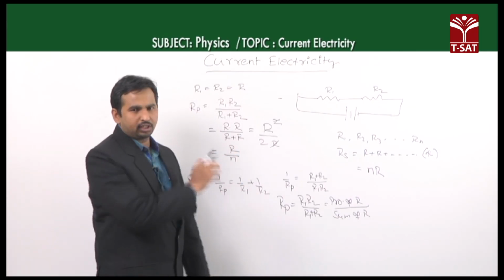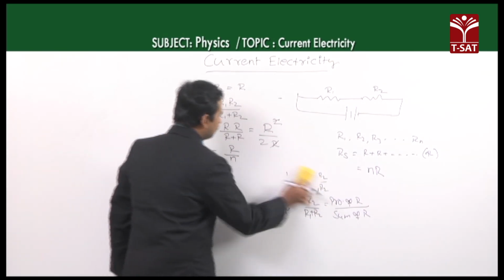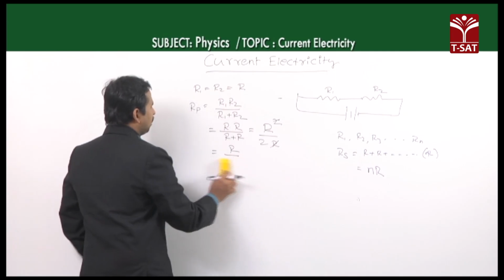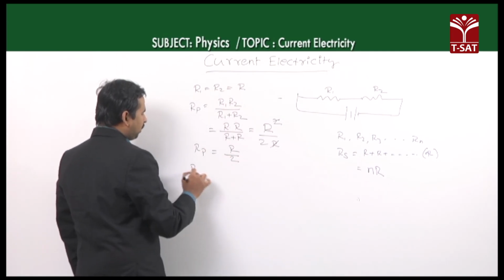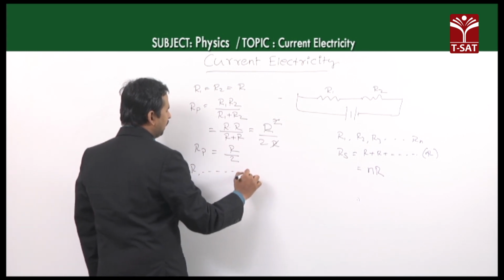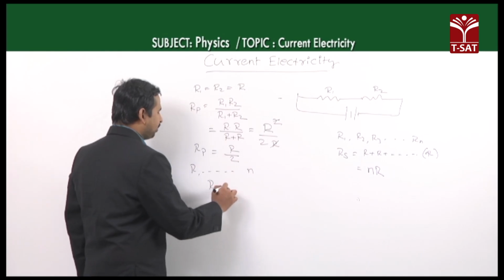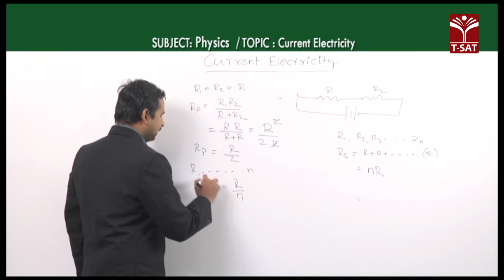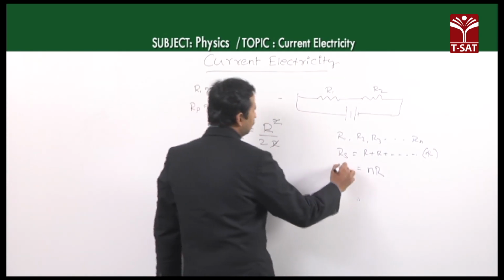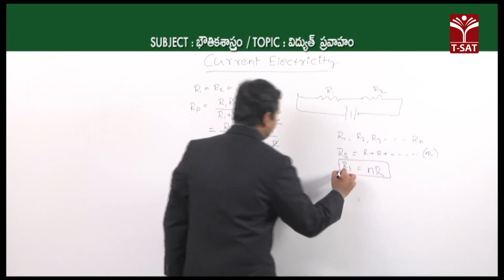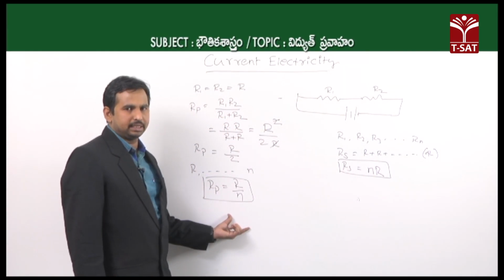So if you take a total of n resistances at the same time, you get R by 2 for two resistances, and if a total of n are connected, the equivalent resistance Rp becomes R by n. So when connected in series, Rs is equal to nR, and when connected in parallel, Rp is equal to R by n.